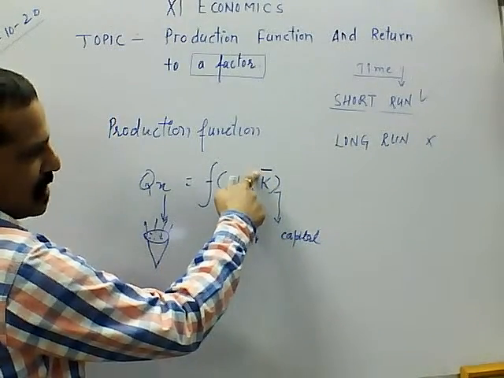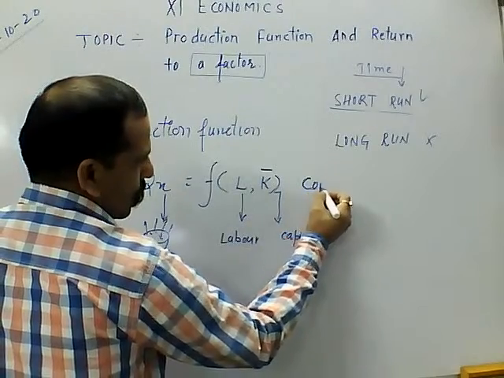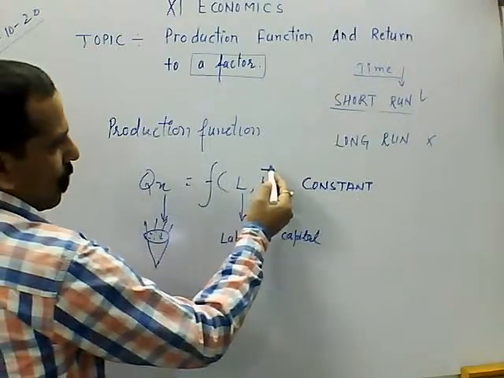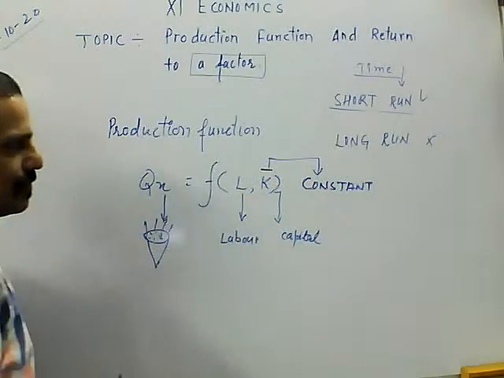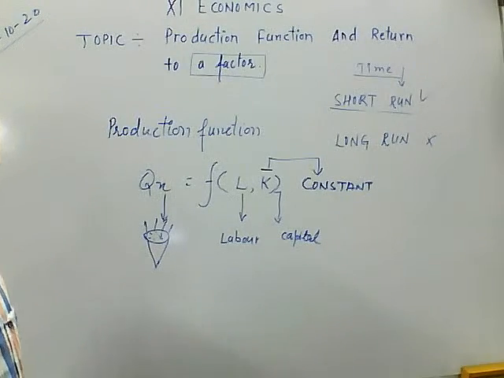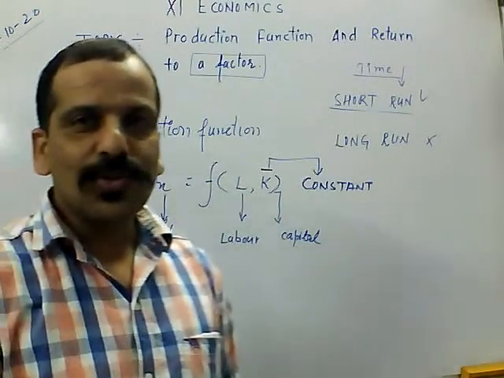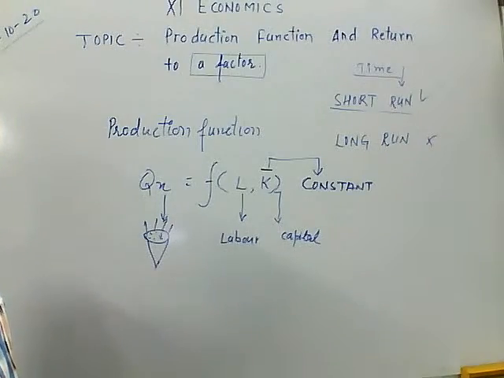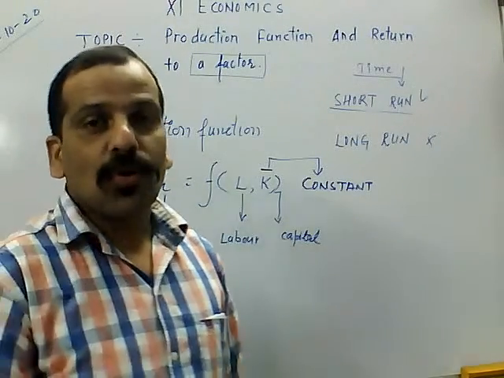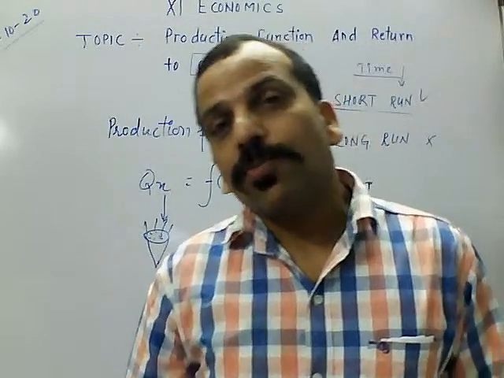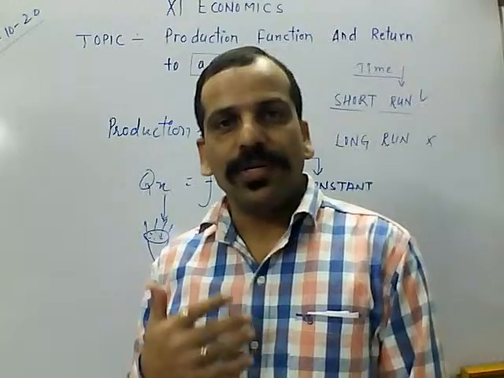The meaning of this bar is constant. Now you may ask, what do you mean by the constant? If you will ask, I will explain. Do you want to know? Well, the bar is there on the K. Actually, capital remains constant in the shorter period of time. It is not possible to change capital in the shorter period of time.